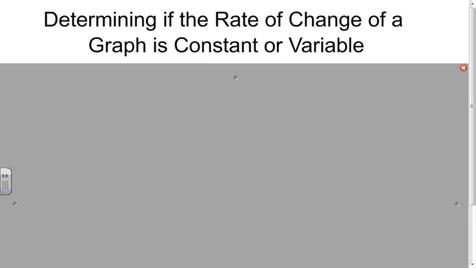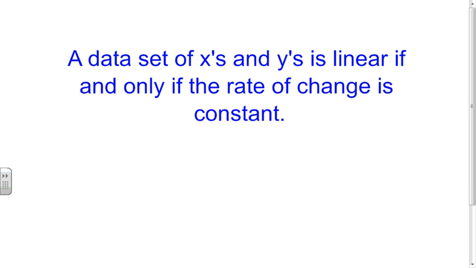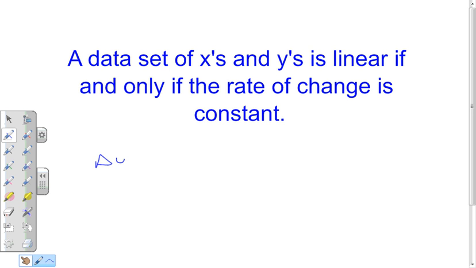Okay? So there's an idea that we looked at previously, and it said a data set of x's and y's is linear if and only if the rate of change is constant. And again, the rate of change was delta y over delta x. Okay? But if I don't actually have a data set and I'm looking at a graph, it's actually much easier. Because here's the deal. It says that the data set is linear if and only if the rate of change is constant. Well, that's very simple then, because if you're looking at a graph of a straight line, it has a constant rate of change. If you're looking at a graph that's not a straight line, it's not constant rate of change.